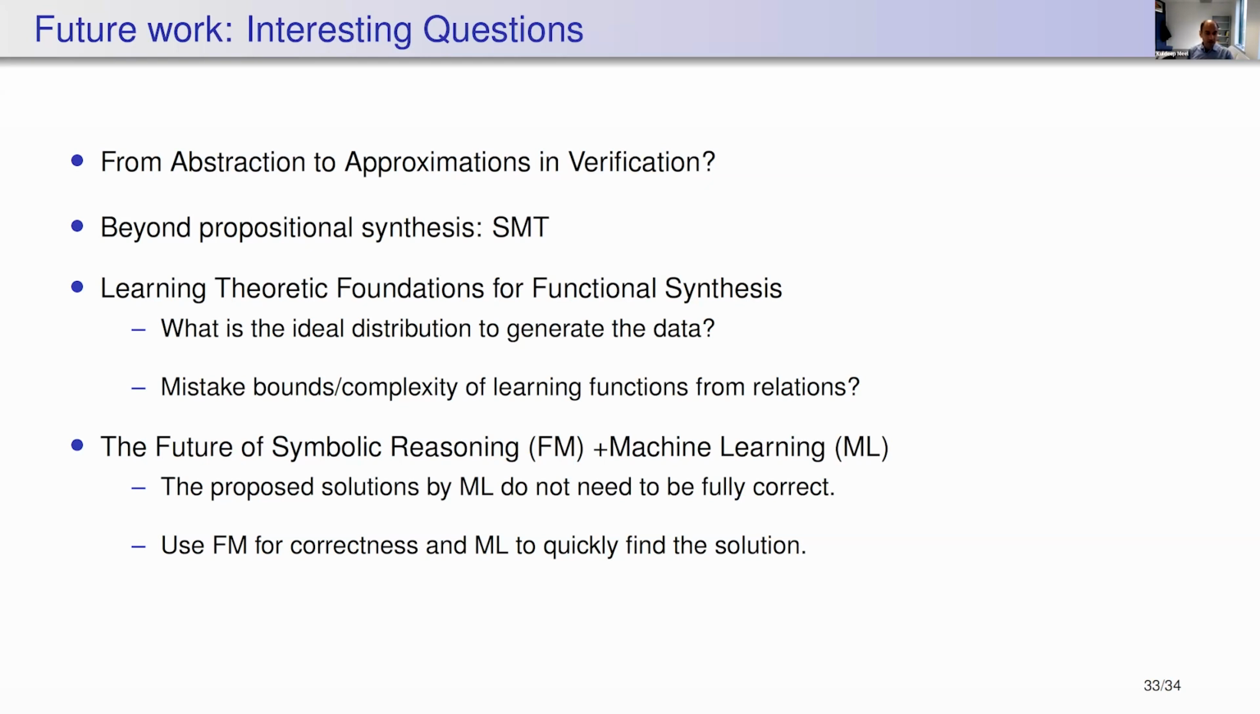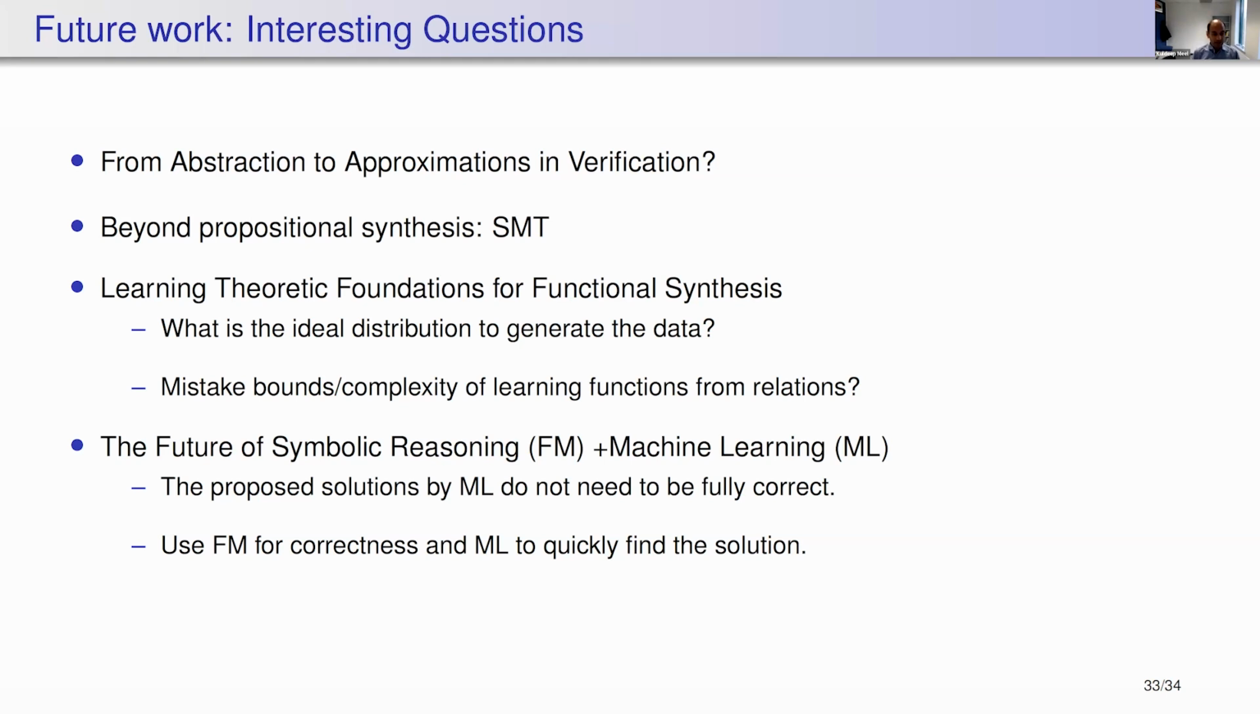There are also interesting theoretical questions here. In particular, we have a setting where there's an underlying relation. So even the basic question of what's the ideal distribution to generate the data doesn't follow from the classical learning literature, because IID or uniform samples are, as I showcased, perhaps not the right answer. And similarly, can we prove some mistake bounds or complexity of learning functions when the underlying specification is a relation? The underlying specification is not a function, but a relation.